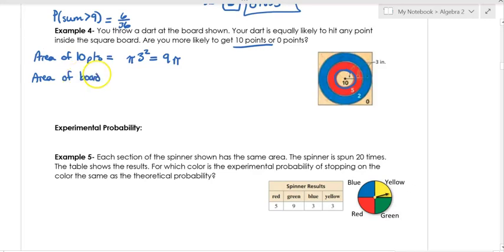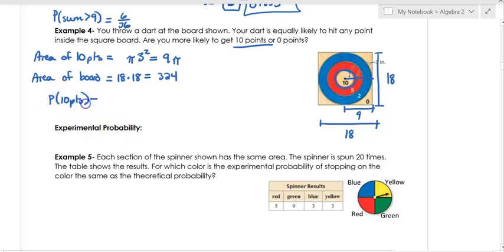And the board is a square. If you notice, this says this is 3, 3, and 3. So this distance right here is 9. That tells me the side is 18. And since this side is the same because the circle fits in there, this area of the board is 18 times 18, which is 324. So the probability of 10 points is doing 9 pi over 324, which you type that in a calculator and you get 0.087. So a little under 9% chance.